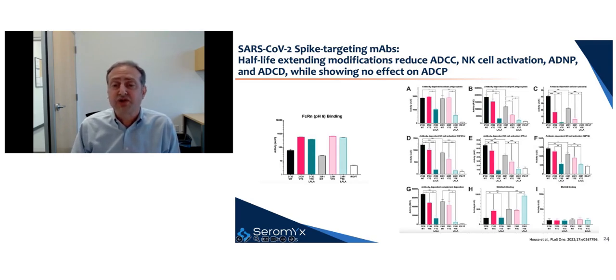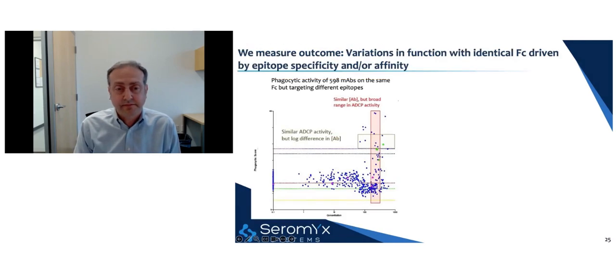However, the YTE modification reduced ADCC, NK cell activation as measured by surface CD107A and intracellular interferon gamma, as well as neutrophil-mediated phagocytosis and complement deposition. Once again, the unpredictability of mutational effects drives home the need for screening approaches that can effectively guide the optimization of antibody effector functions. So that is exactly what we do. We measure outcome. We can speak to the impact of different antibody designs on effector function.